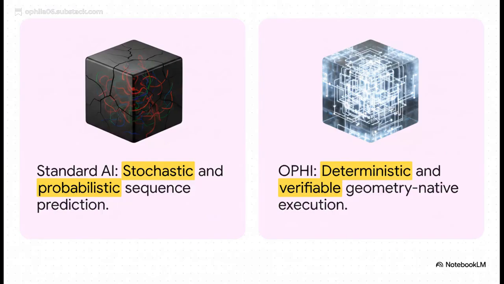For so long, AI has been this black box, right? You feed stuff in, something comes out. But what happens in the middle? Well, it's all probabilities, educated guesses. It's stochastic. But what if you could flip that? What if you could build a glass box? That's the whole idea here. A system where every single step, every calculation is deliberate, verifiable, and just locked in with pure mathematical certainty.